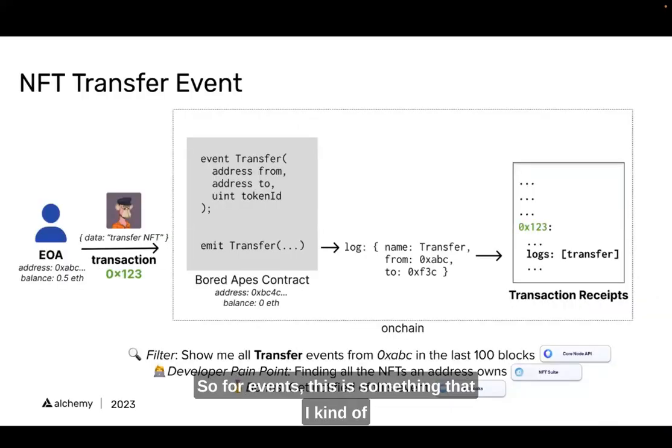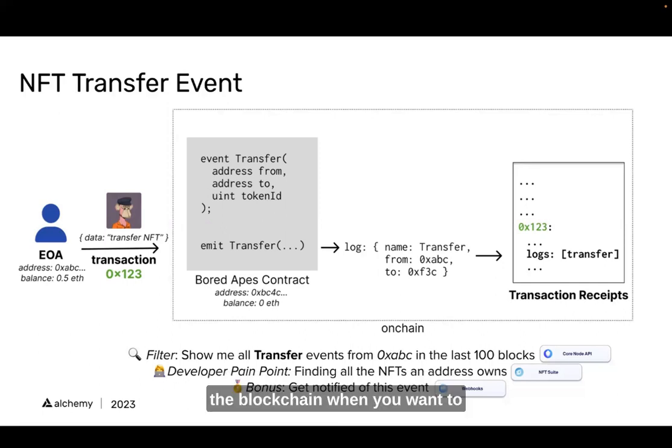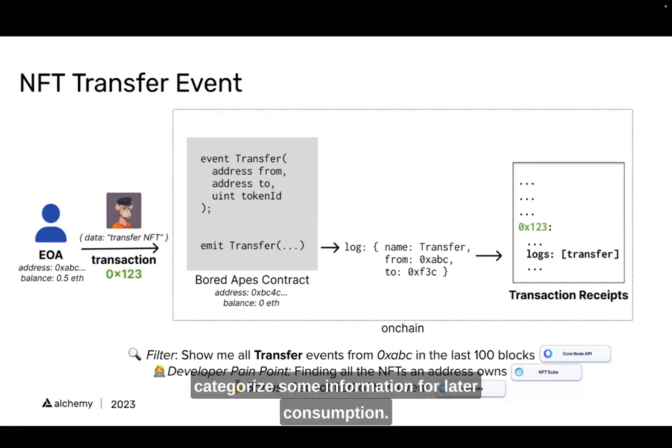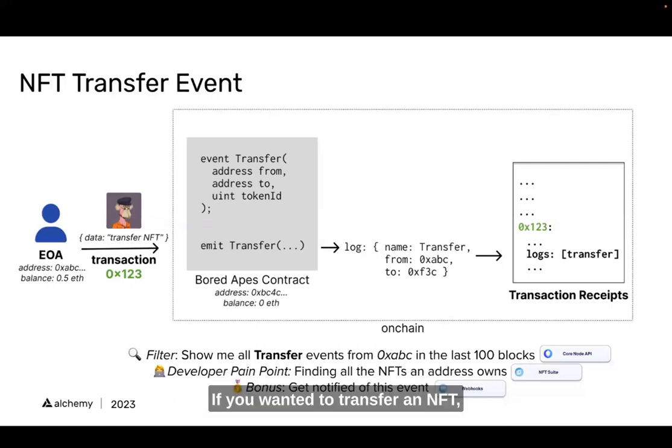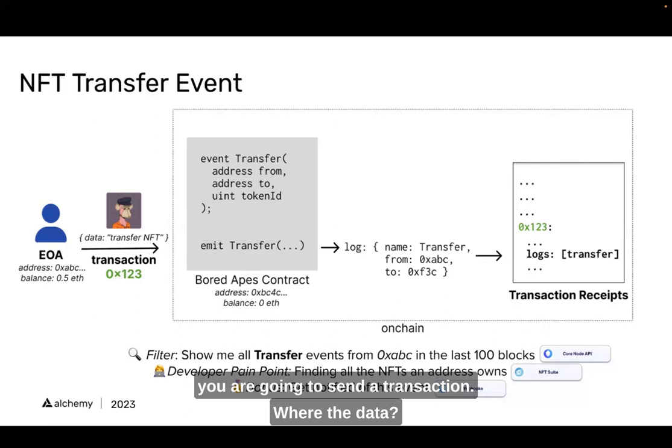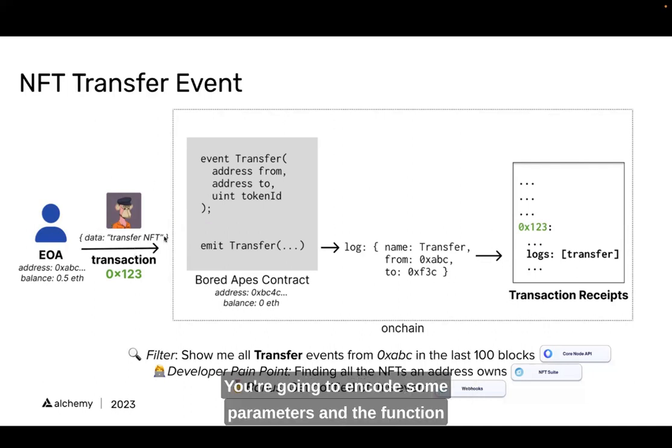For events, this is something that I kind of alluded to just a moment ago with transaction receipts. Events are something that happen on the blockchain when you want to categorize some information for later consumption. So let's say we're talking about NFTs. You may have heard of the Bored Ape Yacht Club, which is one of the more popular NFT contracts. If you wanted to transfer an NFT, you are going to send a transaction where the data, we talked about call data, you're going to encode some parameters and the function to say, I want to transfer this particular NFT.